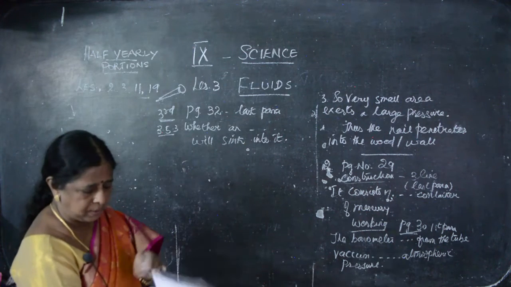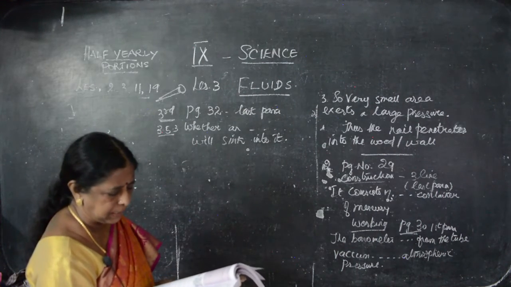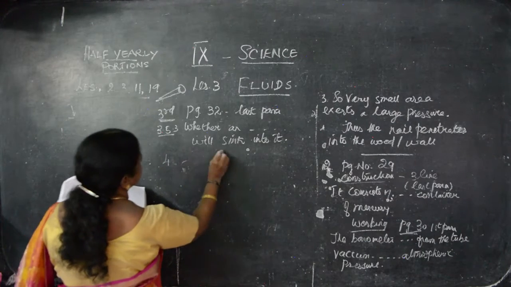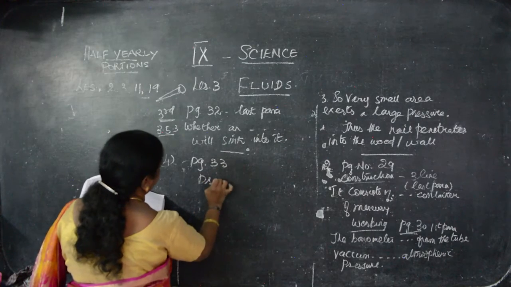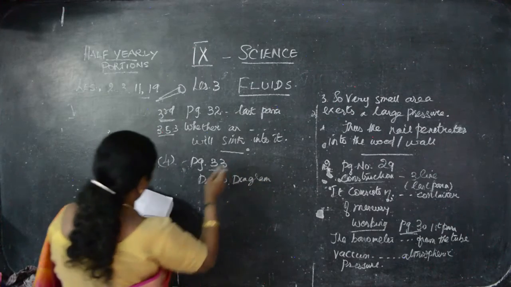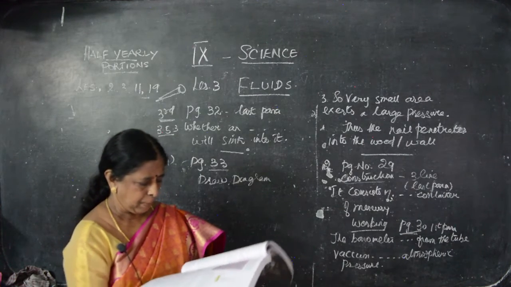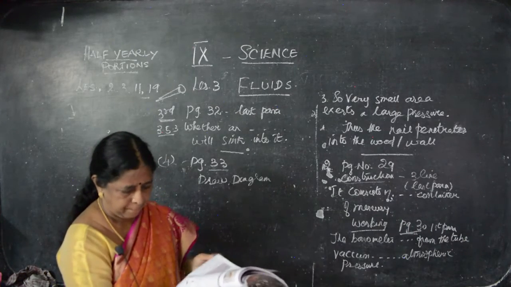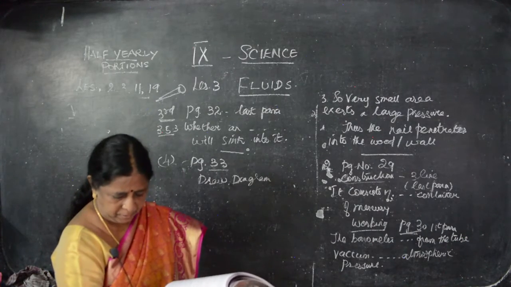Clear? Then the fourth answer. The fourth one is: explain the construction and working of a hydrometer with a neat diagram. So you have to draw the diagram. It's on page number 33. Fourth answer. You have to draw the diagram, then we go for the answers. Construction and working, here on page number 33.